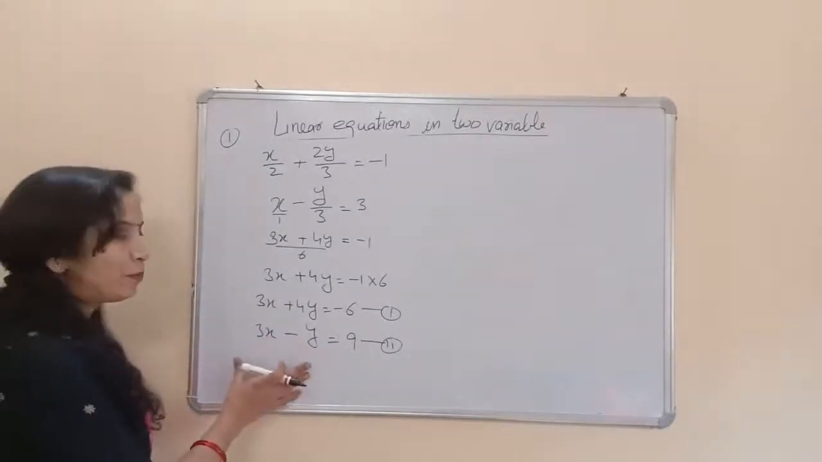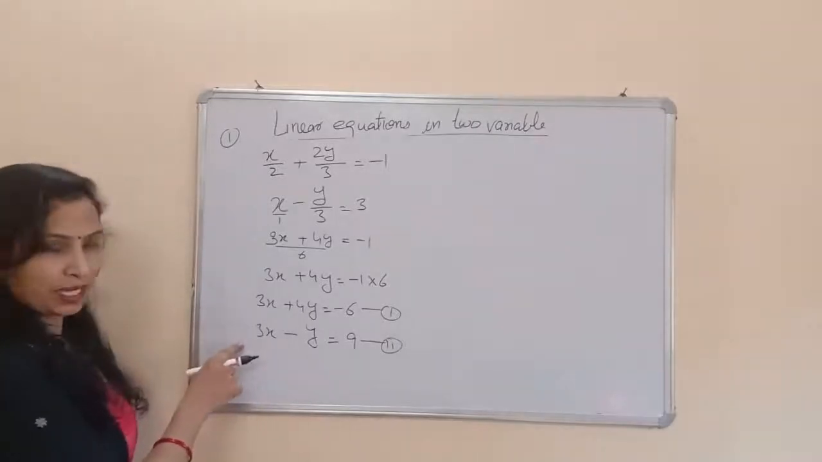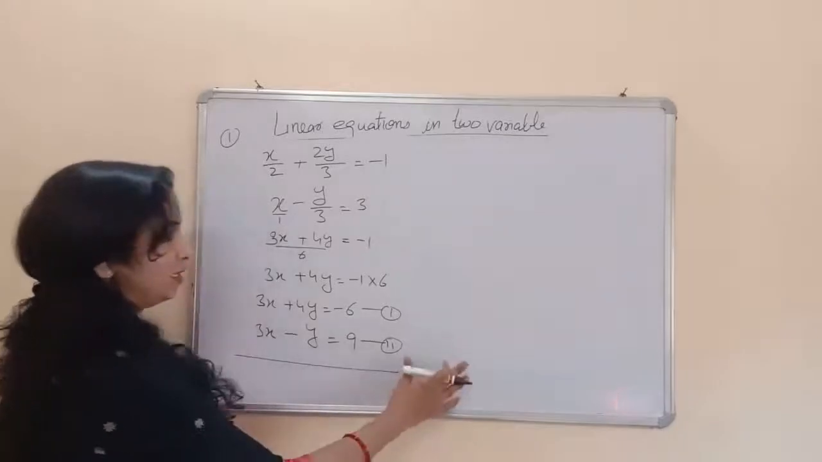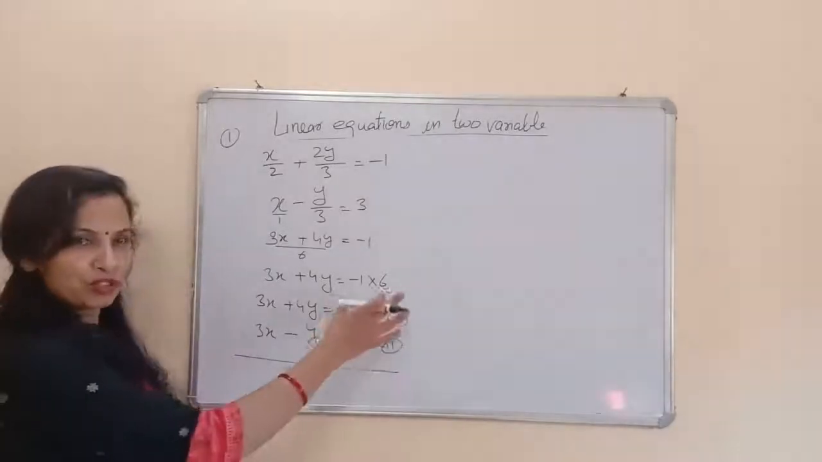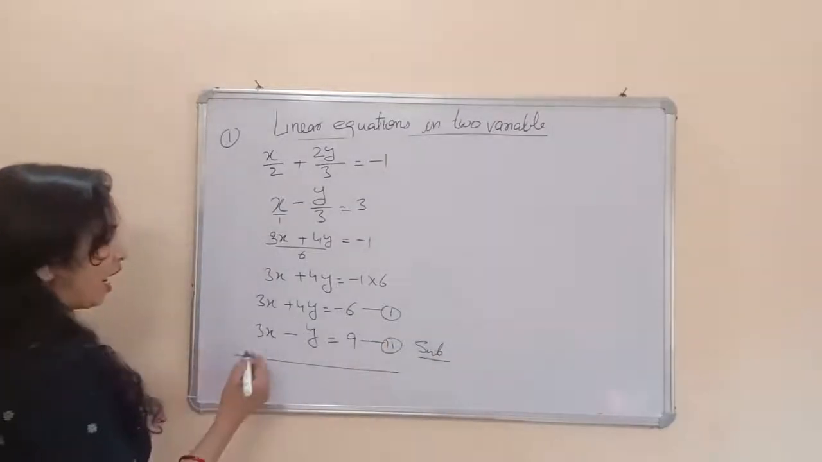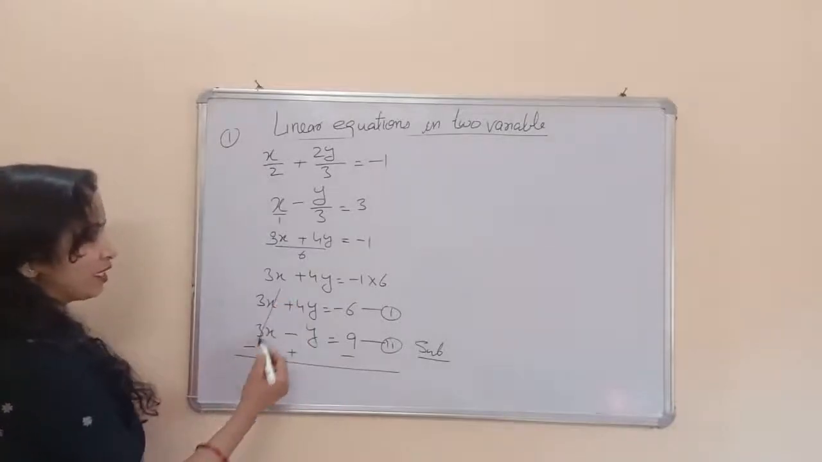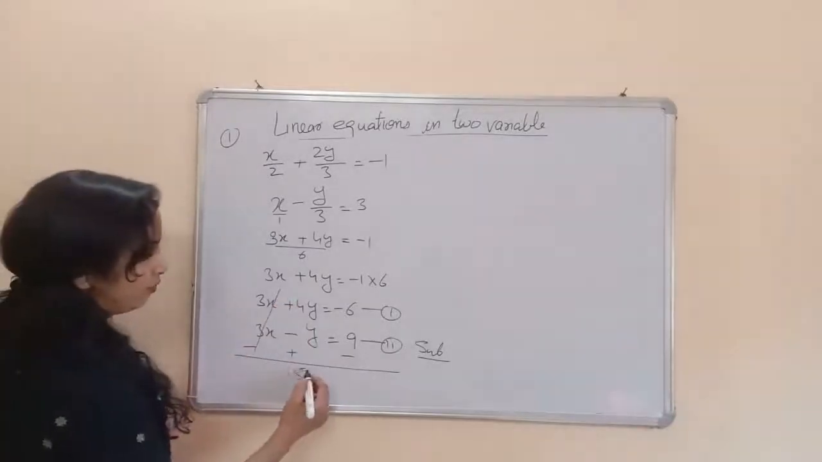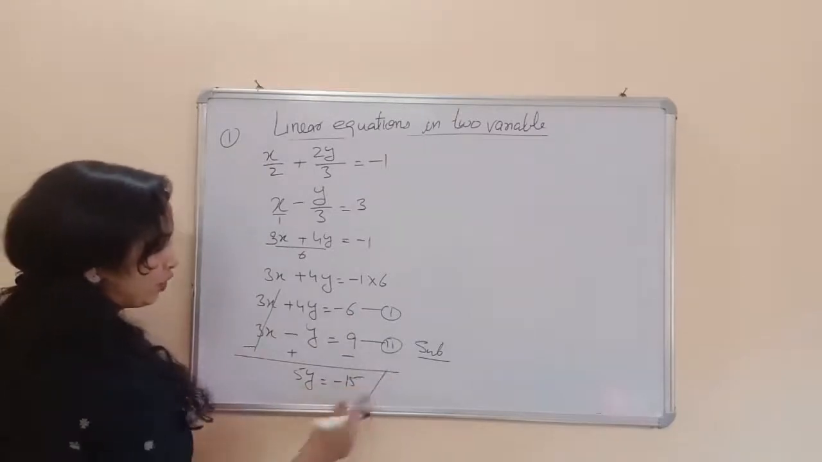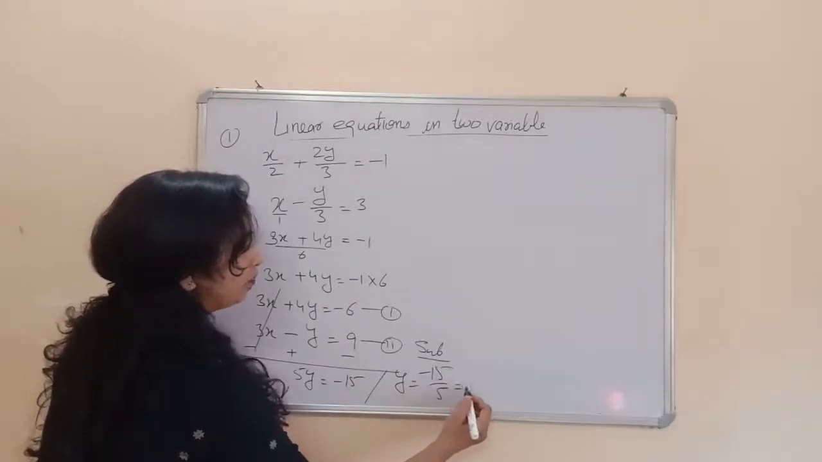We can subtract both the equations. Since both the x terms are equal and have the same sign, you will write here by subtracting equation 2 from equation 1. In subtraction we know that we have to change the sign. Now 3x will cancel out with 3x. It will become 5y is equal to minus 15. And what should be the value of y here? y will be minus 15 upon 5. It will be minus 3.